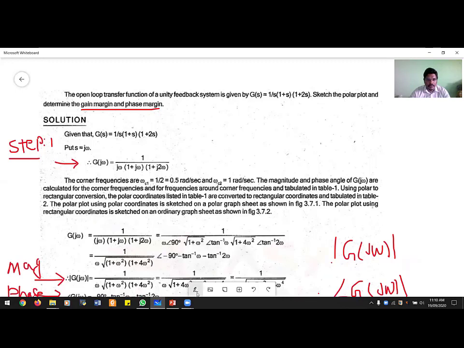Compared to your Bode plot, polar plot calculation is quite easier. So the given transfer function is G(s) = 1 divided by s(1 + s)(1 + 2s).